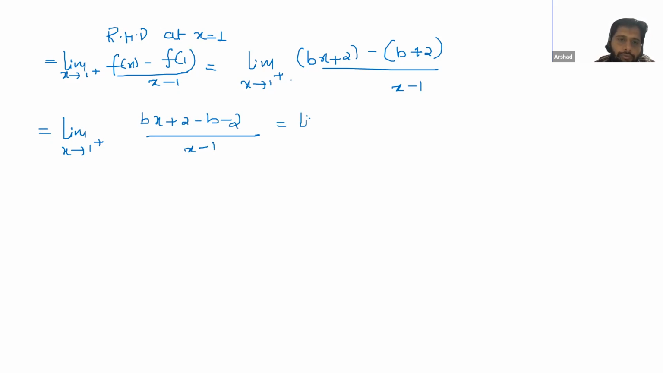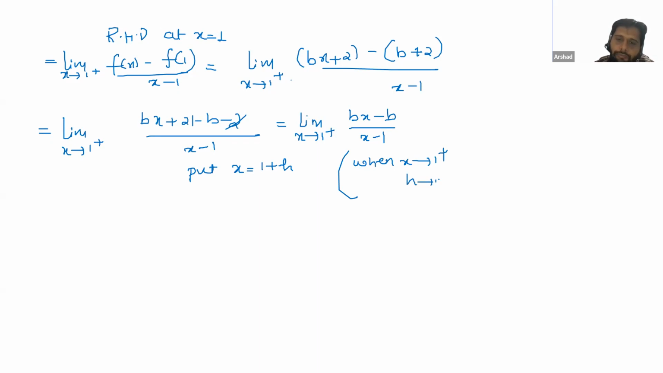So here you will get what? Limit x tends to 1 plus, 2 cancels out. So you get bx minus b by x minus 1. Okay, we can put the limit here or you can factorize this further. It's your wish. So here, when x approaches 1 plus, h tends to 0. So you will get limit h tends to 0, b into 1 plus h minus b, by 1 plus h minus 1.